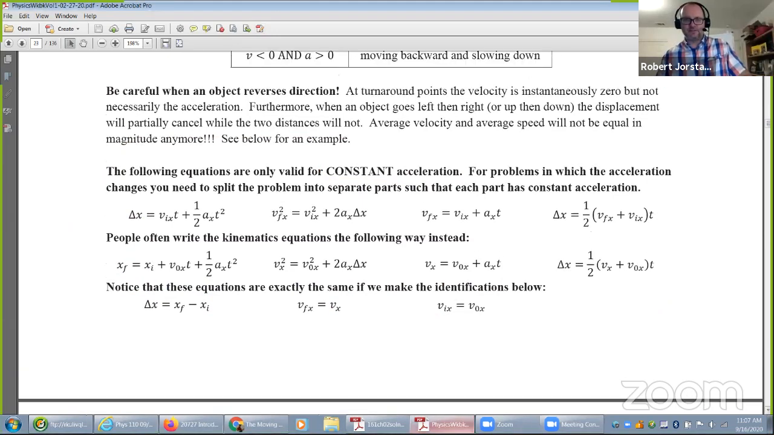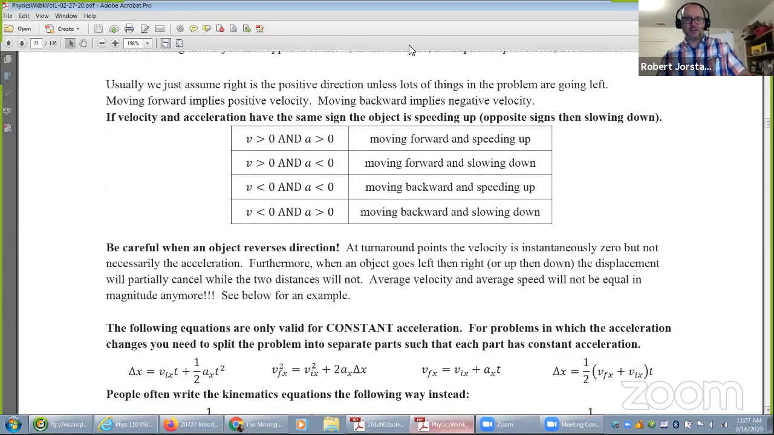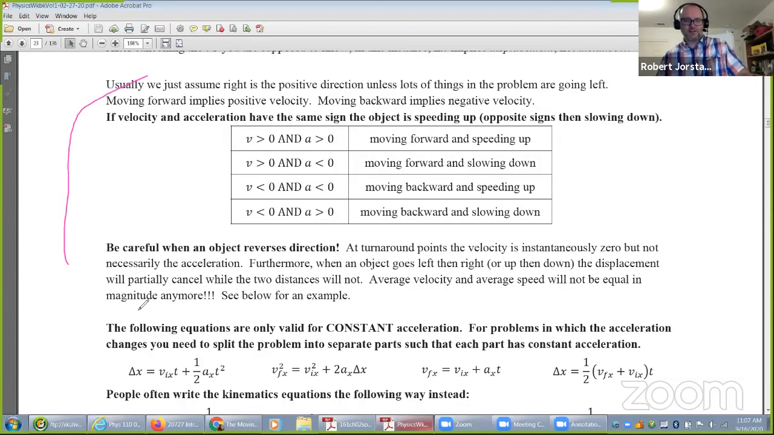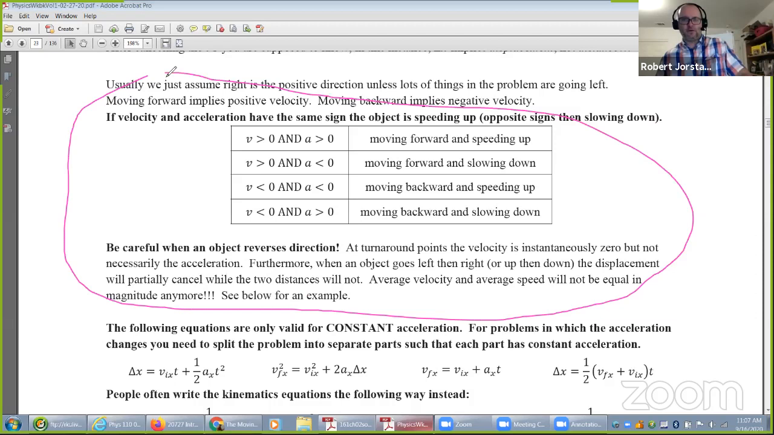Now, a last piece that kind of came up in one of the problems, and it comes up in a lot of problems. I guess these two things here in the middle, maybe I should reorder them, but we're not doing that. All this information here we mentioned, be careful when an object reverses direction. If an object reverses direction, distance and displacement are not going to be related with a simple absolute value anymore. Similarly, average velocity and average speed, and I want to emphasize average, they're not going to be equal in magnitude anymore.